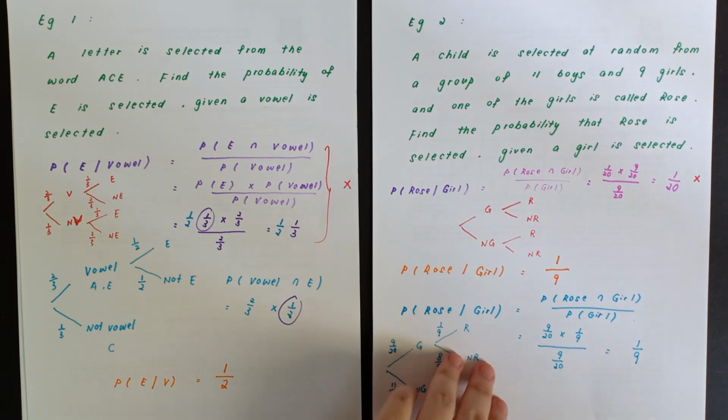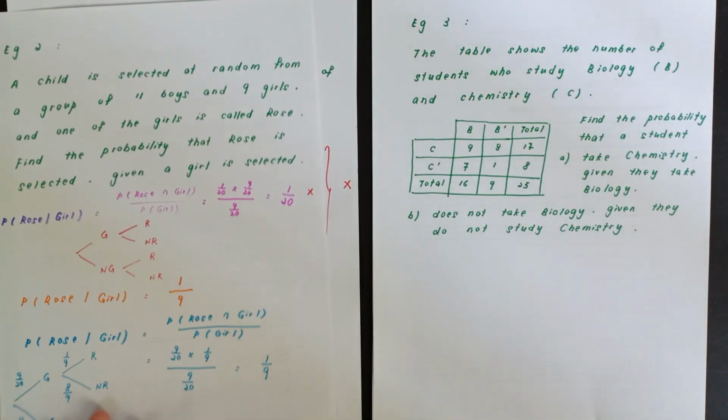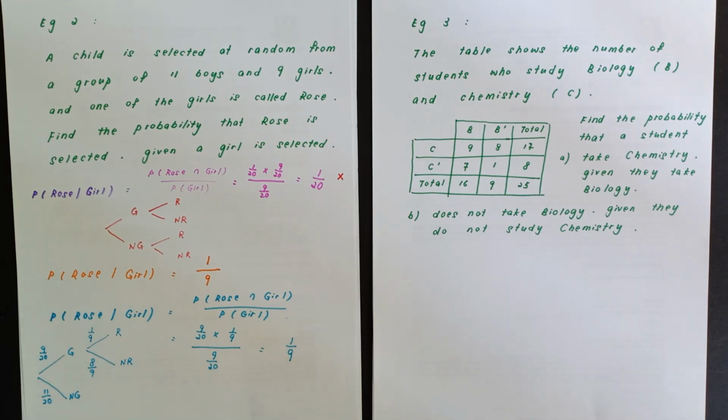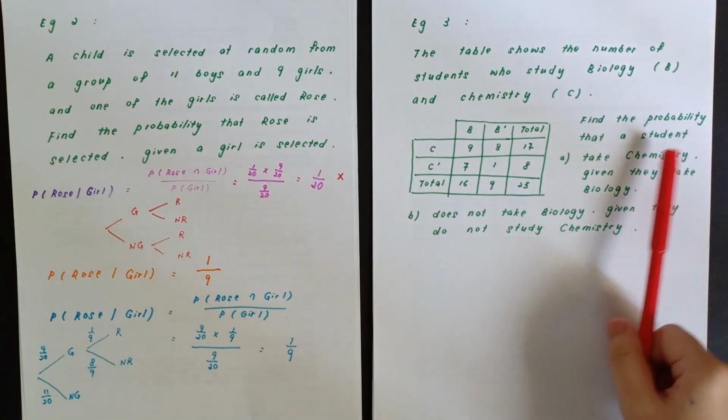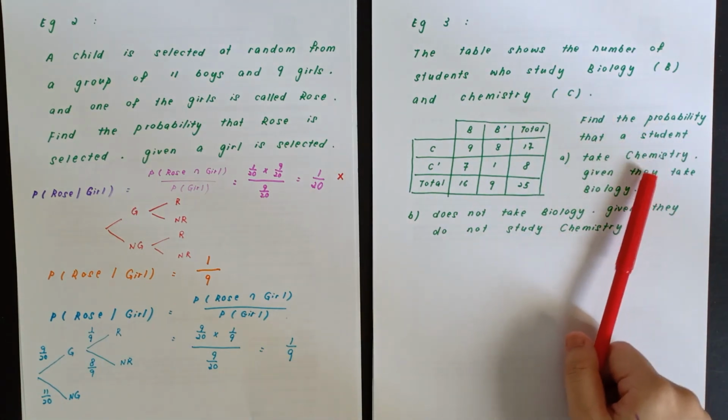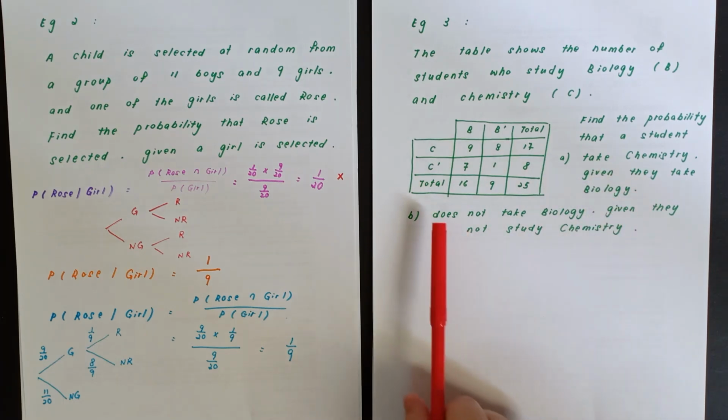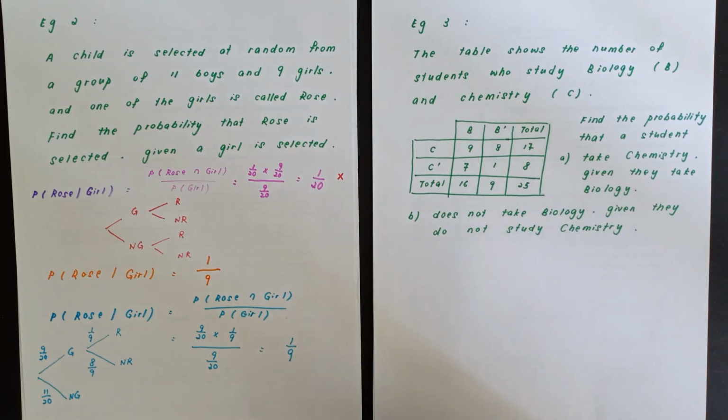Okay, so let's try to do this again. Example 3. This one is in table form, so I will teach you how to read the table. After that, I'll show you again if you still want to use the formula method. The table shows the number of students who study biology and chemistry. Find the probability that a student takes chemistry given that they take biology, or does not take biology given they do not study chemistry. Let's go with A first.